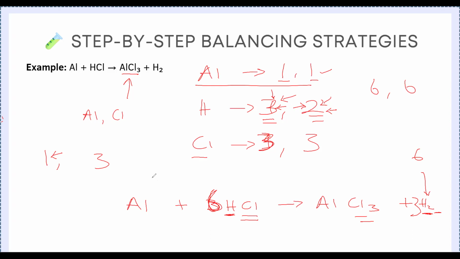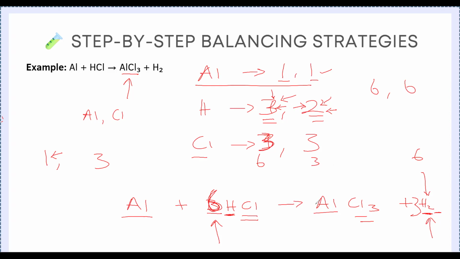So now let's go ahead and check if all the atoms are balanced. I have 1 atom of aluminum here and 1 over here. Next up, I have 6 atoms of hydrogen over here and also 6 over here. And then for chlorine, how many atoms of chlorine do I have? On the left-hand side, I have 6 atoms of chlorine because of this coefficient. And on the right-hand side, I have 3.